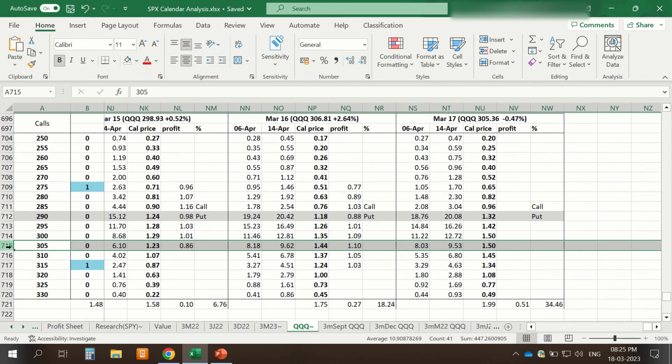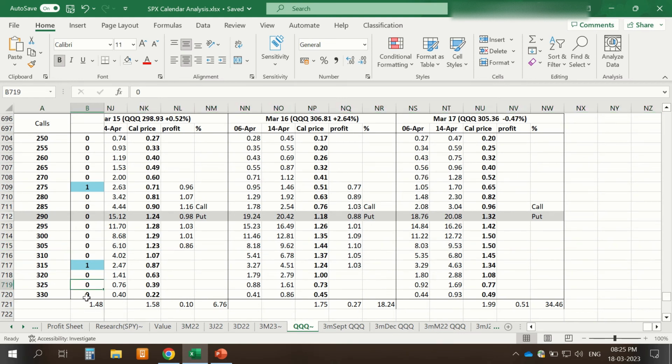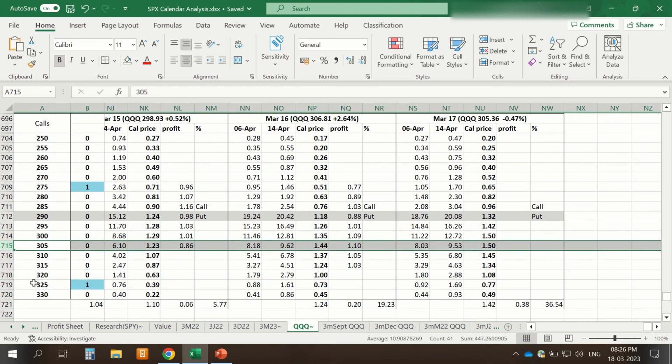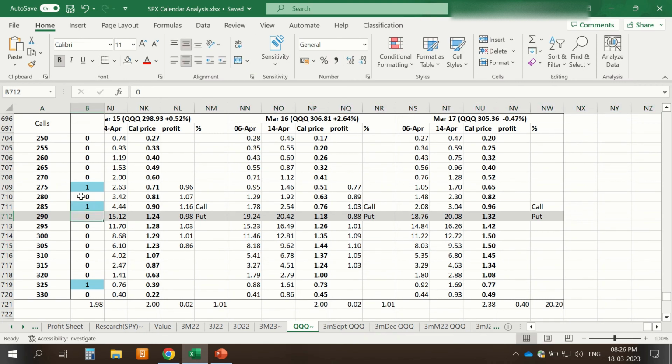So 305 is my virtual middle calendar, so 305 plus 20 will be 325, so I'll put 1 here and I'll make this 0. So this is my upper calendar. 305 plus 20, and 305 minus 20 will be 285, so I'll put 1 here and 0 here. So this is how I will do the analysis.